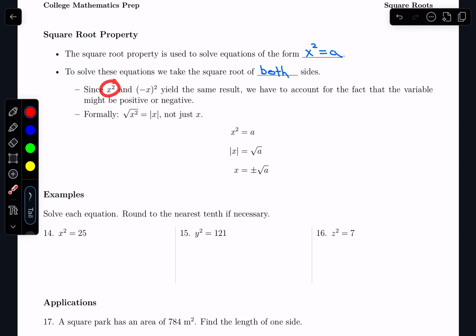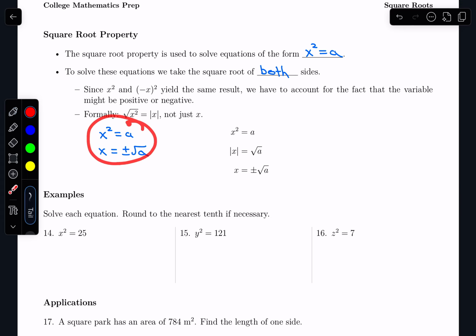Because x squared, and in parentheses negative x, the whole thing squared, both give us the same result. So for example, 3 squared gives us 9, and negative 3 squared also gives us 9. Okay, so because these give us the same result, we have to account for the fact that the variable might be positive or negative when we square root both sides. So formally what's happening here is that the square root of x squared equals the absolute value of x, not just x. So what most people have been taught is that if x squared equals a, then x equals plus or minus the square root of a.